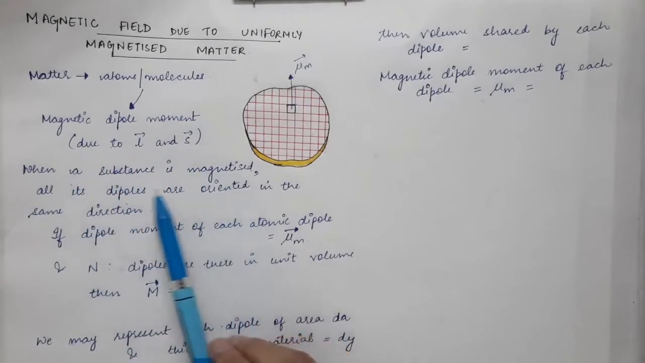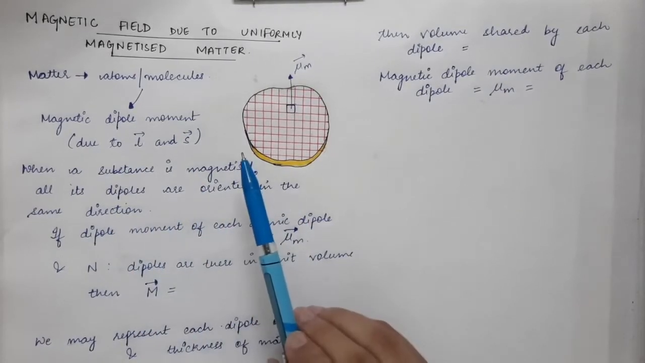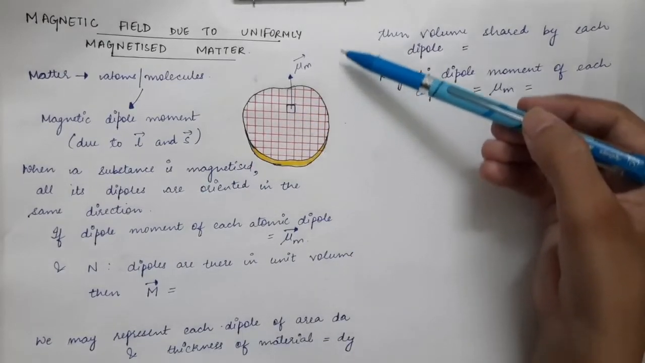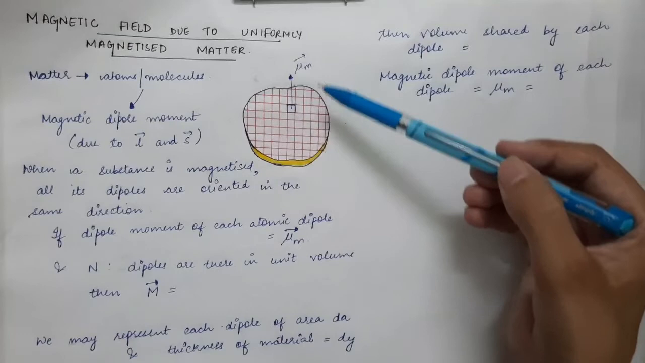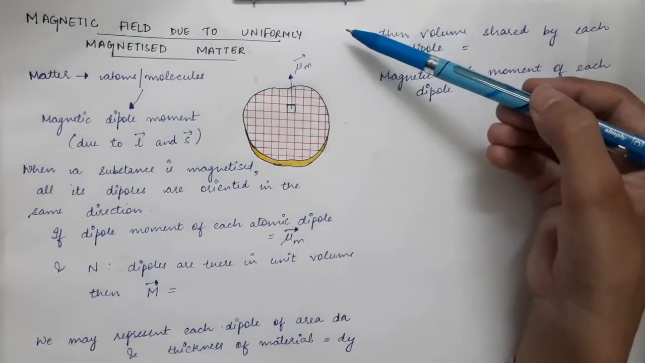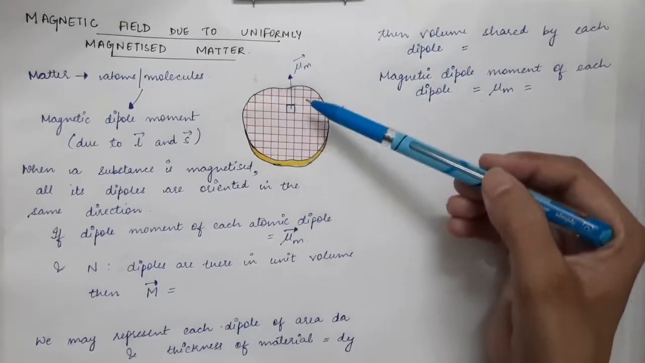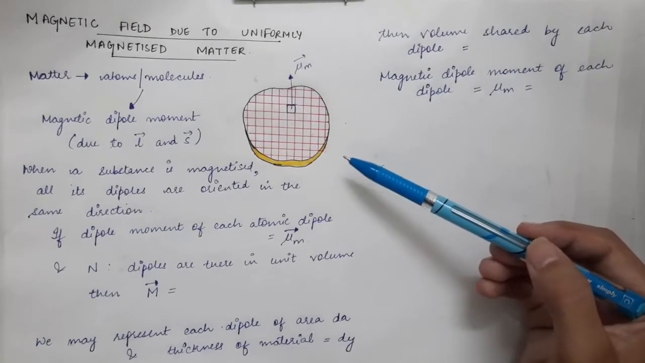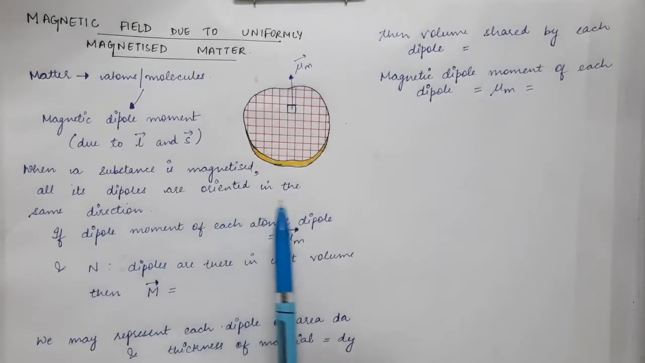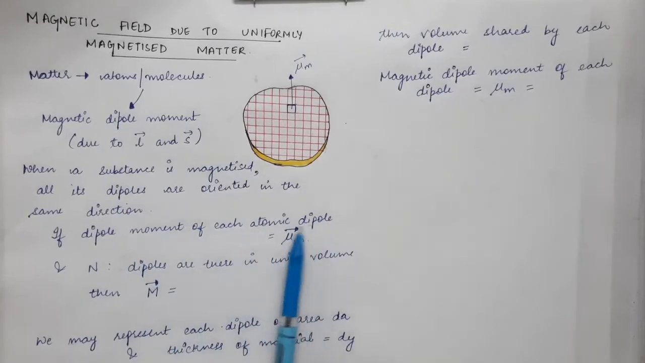So when a substance is magnetized, all these magnetic dipole moments get oriented in the same direction. So all the magnetic dipoles will be in the same direction. So if the magnetic field is applied in the upward direction, then all the magnetic dipoles will get aligned in the upward direction. And if the magnetic field is in the upward direction, and it is a diamagnetic substance, then all the magnetic dipoles will get aligned in the downward direction. So all the dipoles are oriented in the same direction. Now every magnetic dipole moment is represented by mu m vector. So each atomic dipole has magnetic dipole moment equal to mu m vector.